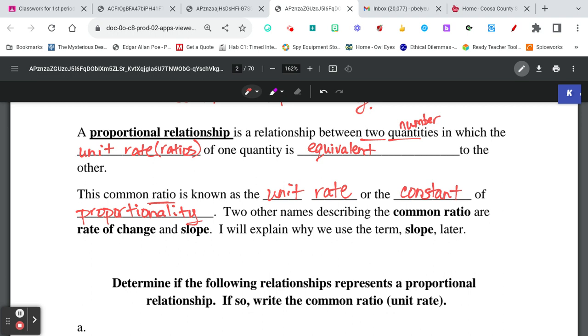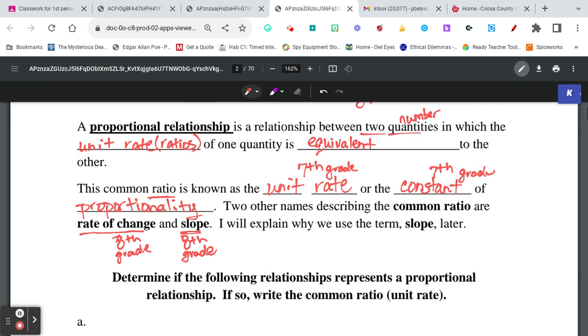All right, two other names for this common ratio you're going to hear are rate of change and slope. So this is 8th grade. In 7th grade, we normally refer to it as a unit rate or a constant of proportionality. But in 8th grade, you learn that it's the same as rate of change and slope, okay? And we'll do slope later, on Monday when you return, okay?